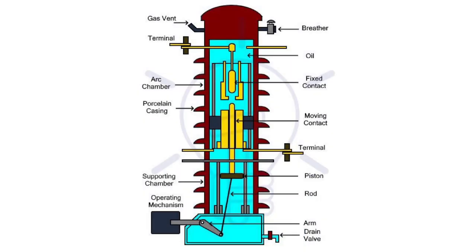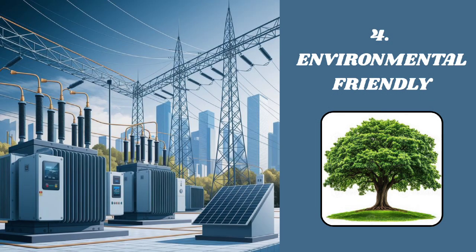Minimum oil circuit breakers require less maintenance compared to bulk oil circuit breakers. With fewer components and less oil to maintain, they are less prone to faults and failures, reducing downtime and increasing overall system reliability. Final benefit we will look at is environmentally friendly.